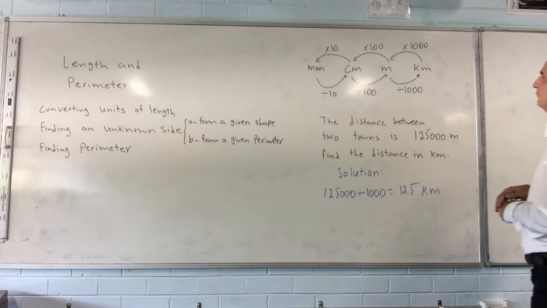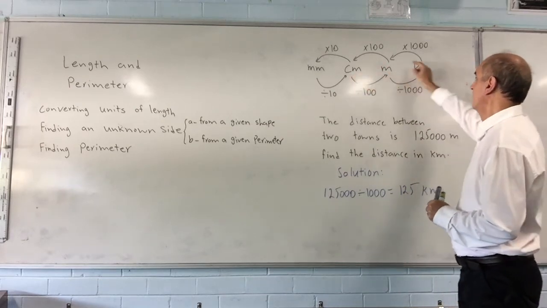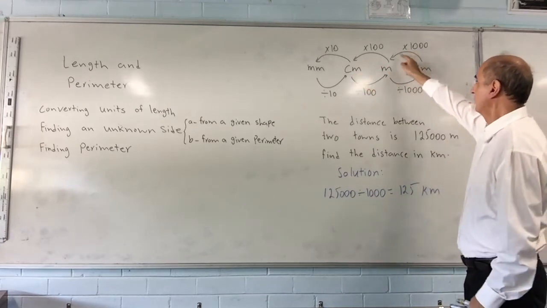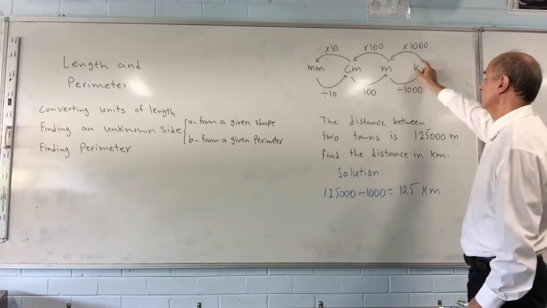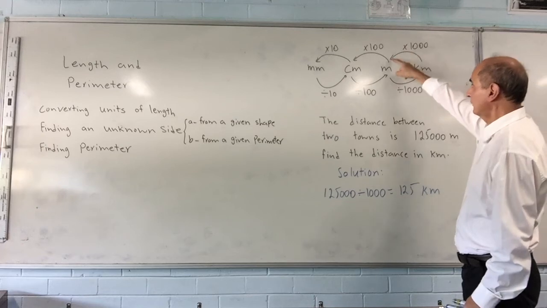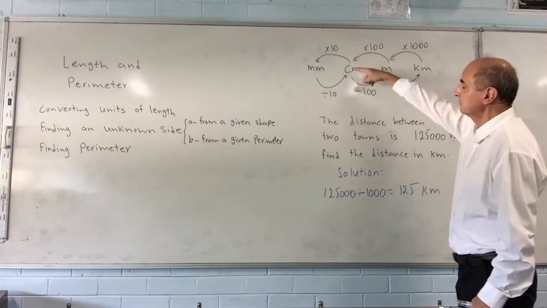If they ask you, for example, to go from kilometer to centimeter, you can go from kilometer to meter and then from meter to centimeter. So that means that you've got to multiply by 1000 and then whatever you get from that, multiply by 100.